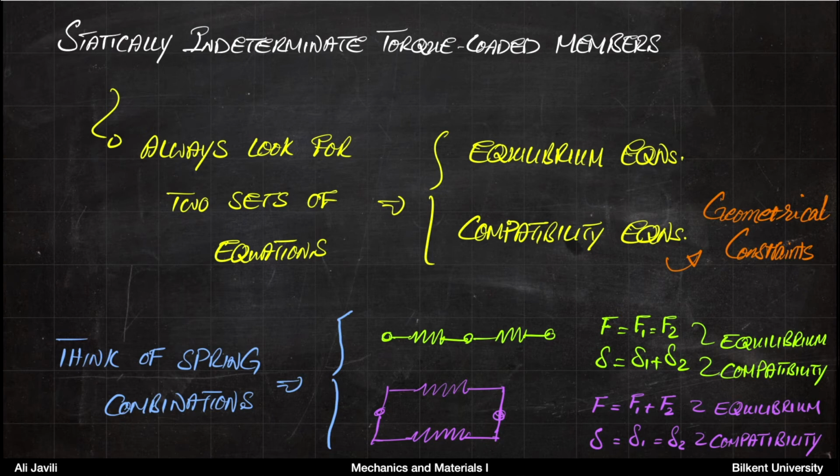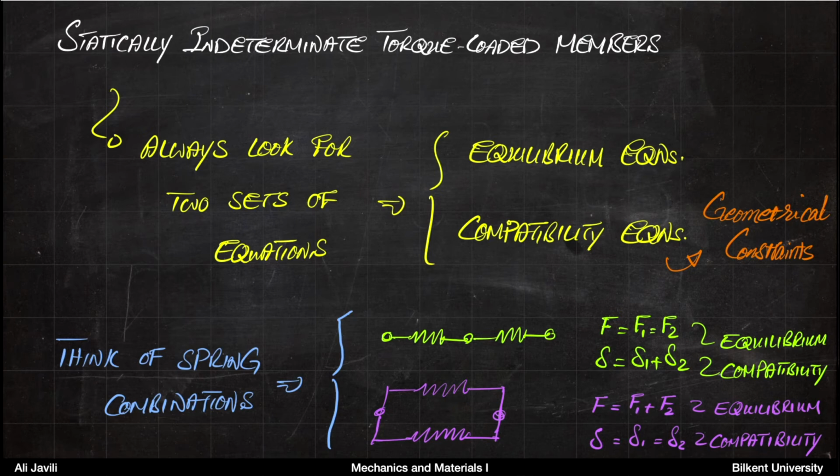Now, what is the compatibility equation? The compatibility equation is that if you get a change of delta here, that delta would be the sum of delta 1 and delta 2. Okay, so delta here is the sum of both deltas, but equilibrium gives you the equality of forces.